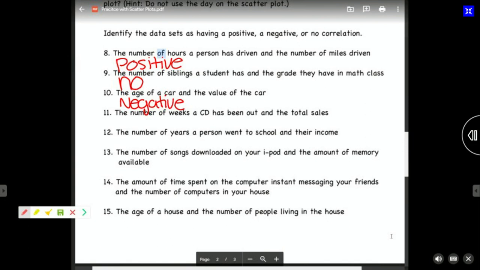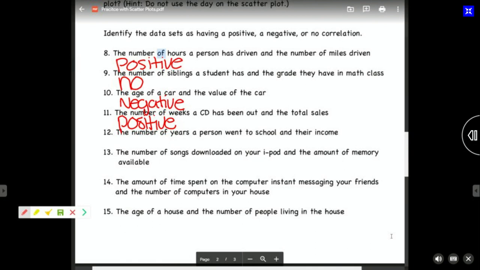The number of weeks a CD has been out and the total. Total is a key word in that. Total sales. Positive. They're both increasing, right? Now, that's a little bit tricky without that word total, because if it was like each week, like last week, the CD might have sold 5,000 copies, and this week it sold 2,000. So it decreased, but they didn't say per week, they said total, right? So that total made the difference there.